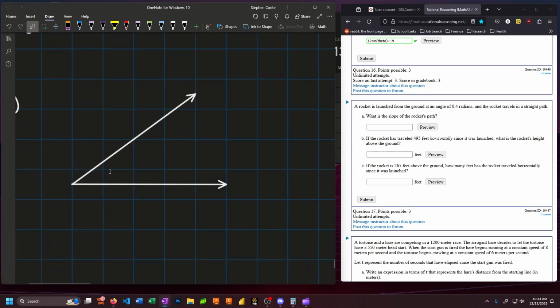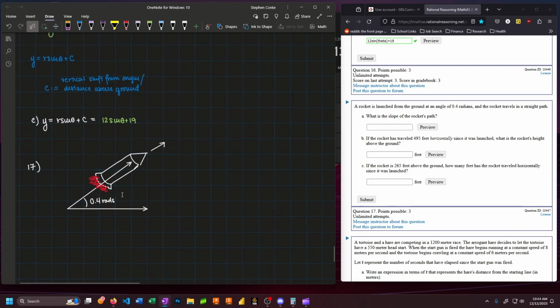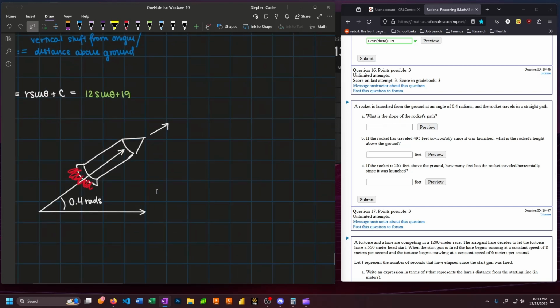This may not be accurate to 0.4 radians, and that's fine. I'm just using it as a reference, right? So I'm saying that we have some rocket. We'll say this is our rocket, and the rocket travels in a straight path, so it's going to continue going this way. We want to know the slope of the rocket's path. So how do we figure out the slope of this path?